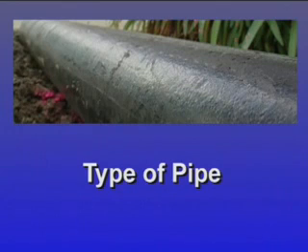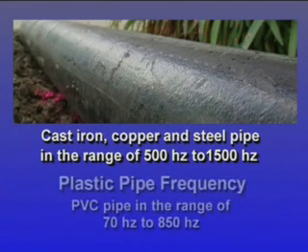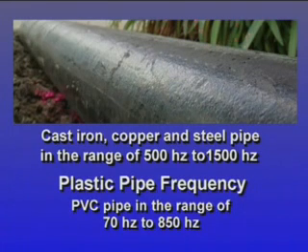Knowing the type of pipe is also helpful. Metal pipes transmit sounds at a higher frequency. In cast iron, copper, and steel pipes, you're most likely to hear leak sounds in the range of 500 Hz to 1500 Hz. In PVC pipe, leak sounds resonate in the range of 70 Hz to 850 Hz.